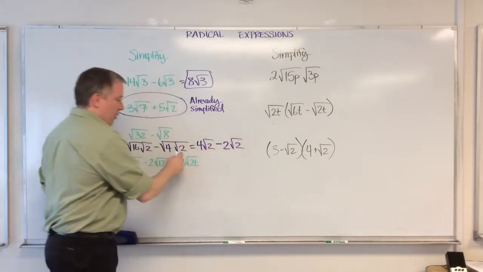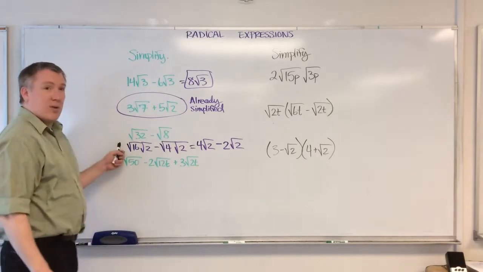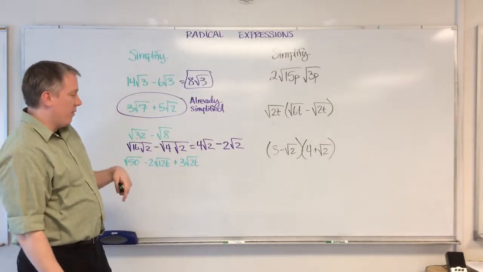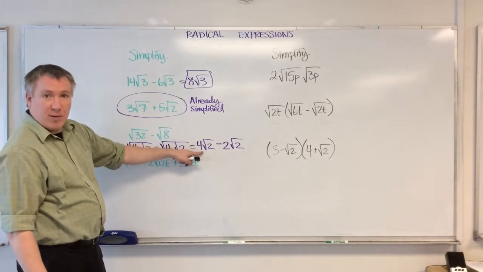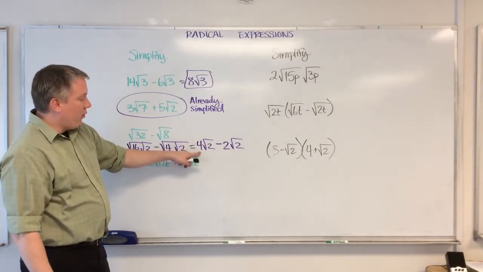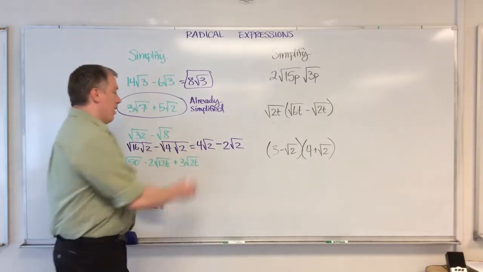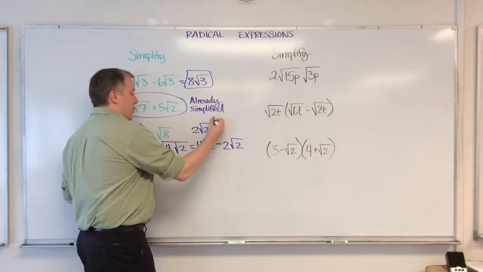And I can't take the square root of that 2. Again, once you take the square root, you remove the symbol. Now you can see that this problem is relatively simple. We got 4 root 2 minus 2 root 2, which is 2 root 2.